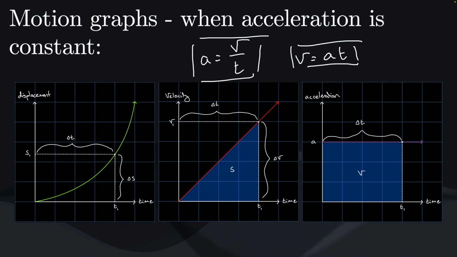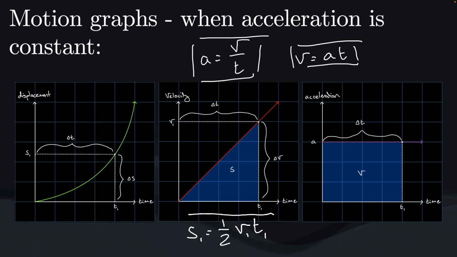And look, the height is given by delta v, and the base is delta t. So therefore we can say s1 is equal to half times the velocity multiplied by the time. So the displacement after a certain given period of time is equal to half times the velocity times that time.